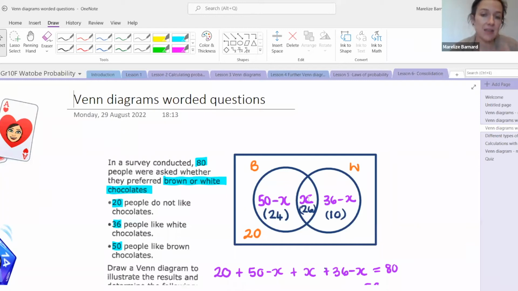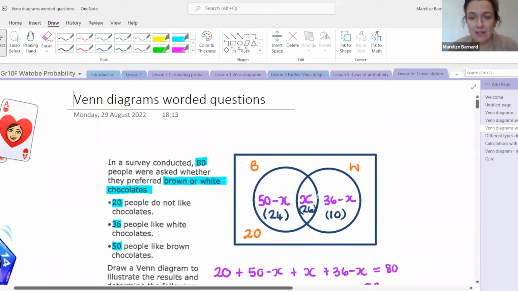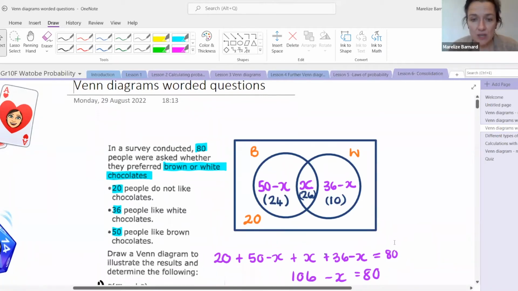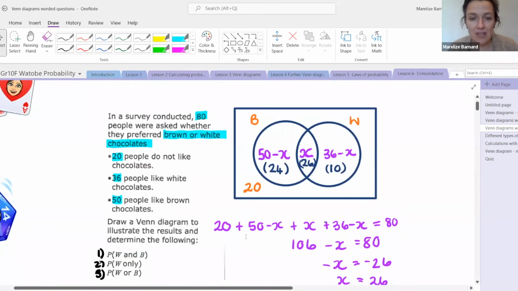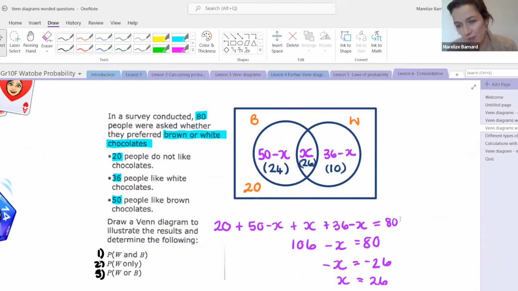And that gives us the number of people who only like the brown. And then the white chocolate, we do the same, 36 minus X. Then we make this equation where we add everything together. The 20 who do not like chocolate, 50 minus X, X, and the 36 minus X, that gives me 80. And we solve that equation, X is 26. I'm so proud that so many of you got that. Well done. Excellent.